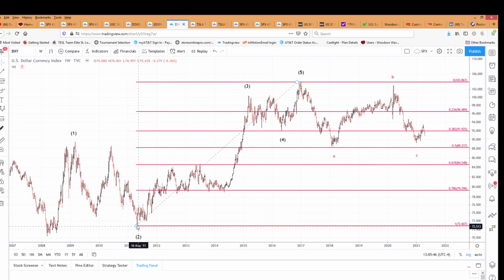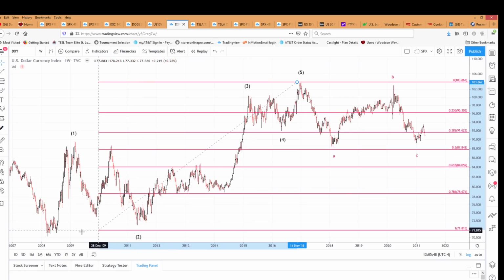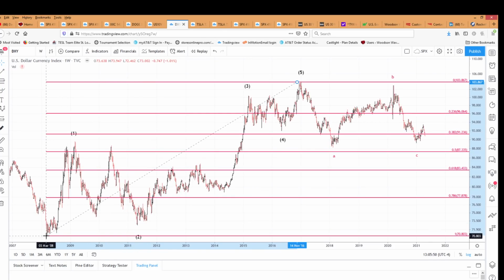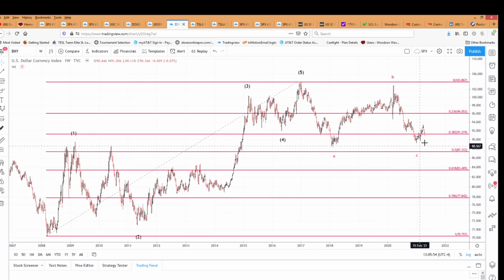I didn't do that right. I got to get the whole 5 waves. My apologies, guys. Here we go. 1, 2, 3, 4, 5. There we go. It's between the 50 and the 382. And again, it doesn't change the fact that it looks like a flat and we could go higher. Okay, so there we are with the dollar.